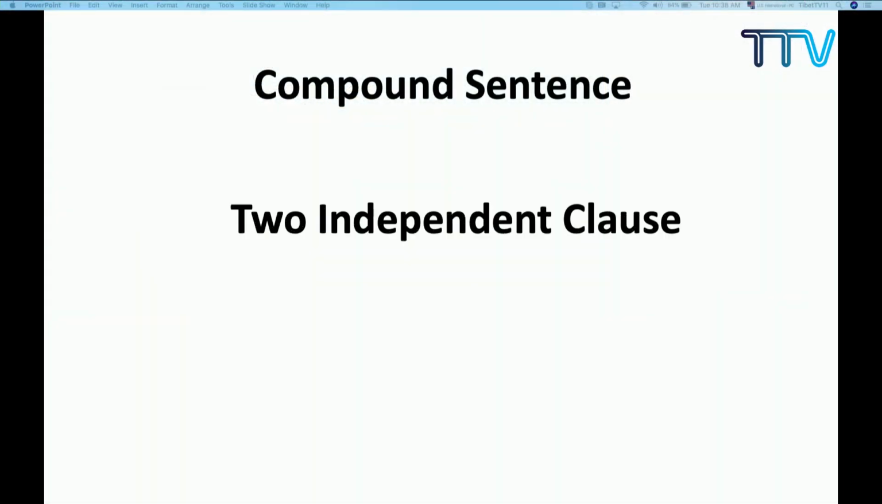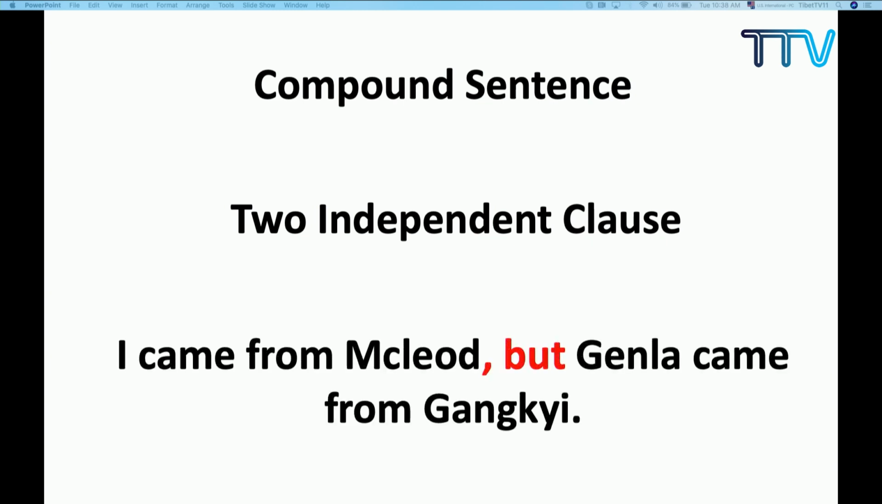What is a compound sentence? Any idea? A compound sentence is made up of two independent clauses. For example, I came from McLeod. Gela came from Kanki. Now do you see two sentences? I came from McLeod is one sentence, and Gela came from Kanki is another. Each of these is a complete sentence.